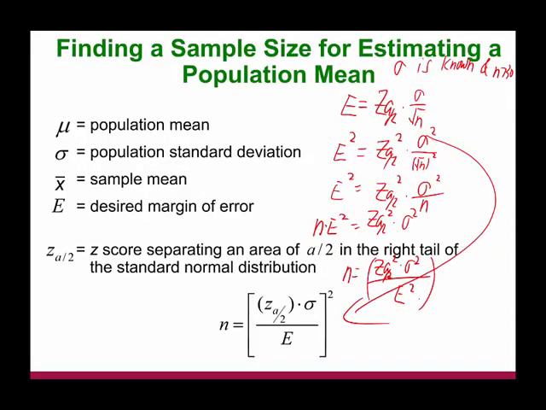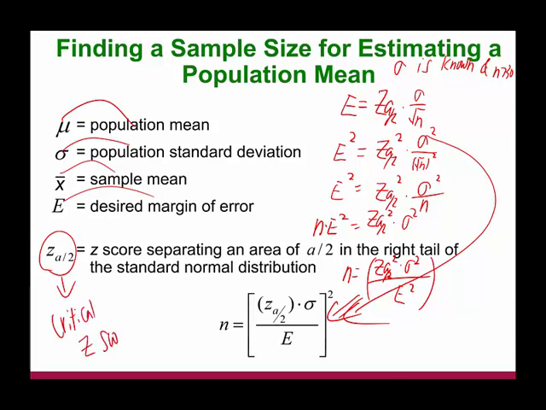And we can pull the square outside. Now we end up with the formula here: n equals the quantity critical z alpha over 2 times sigma over margin of error, raised to the second power. Here mu is the population mean, sigma is the population standard deviation, x bar is the sample mean, E is the desired margin of error, and z alpha over 2 is the critical z-score. So with simple algebra, you can derive the formula for estimating the sample size.